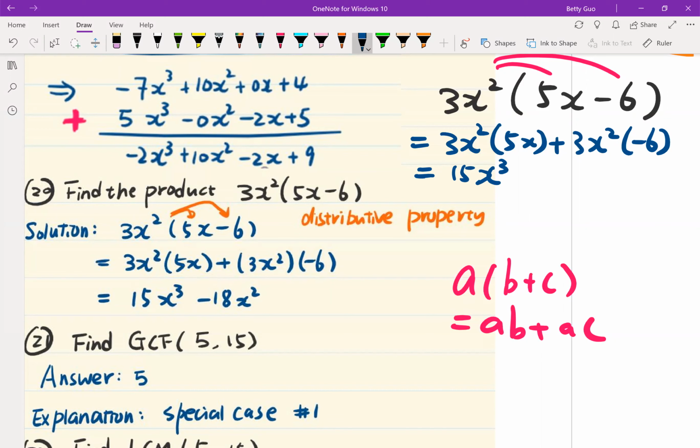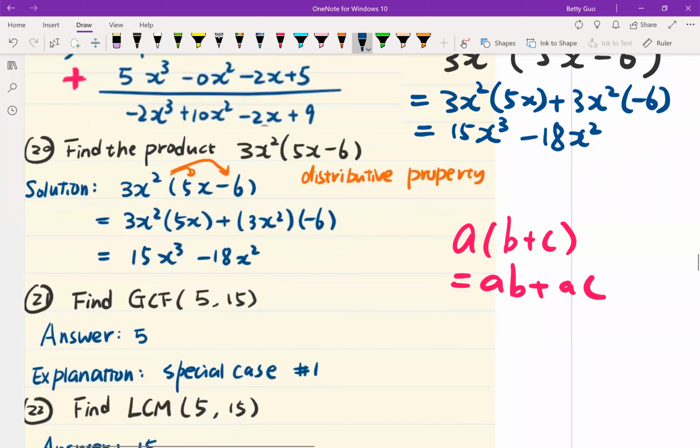X cubed, awesome. What is 3 times -6? Perfect, times x squared, right? Yeah, so here we go. That's how you multiply a monomial by a binomial.